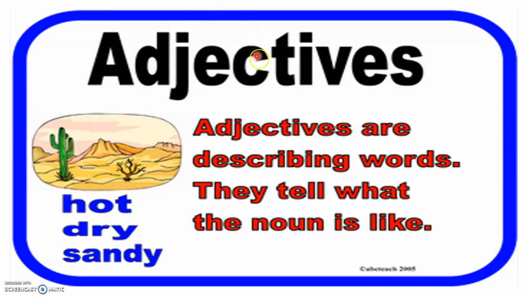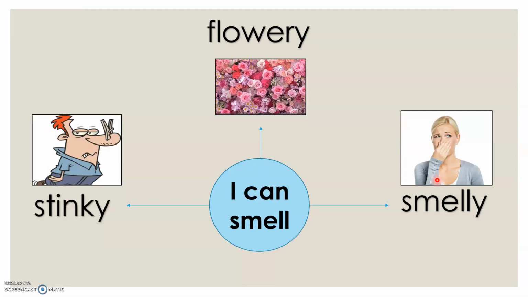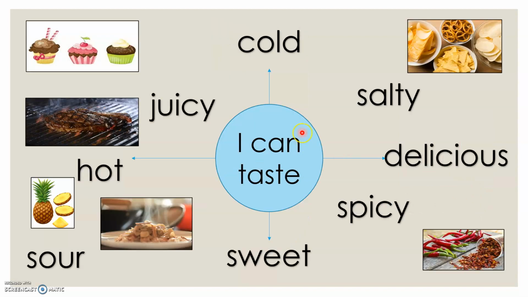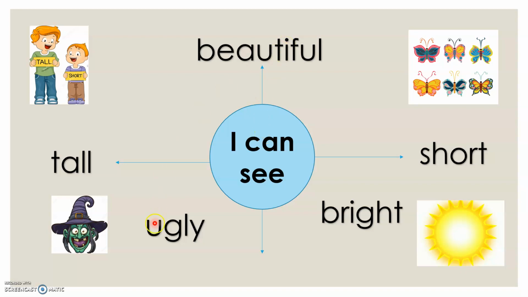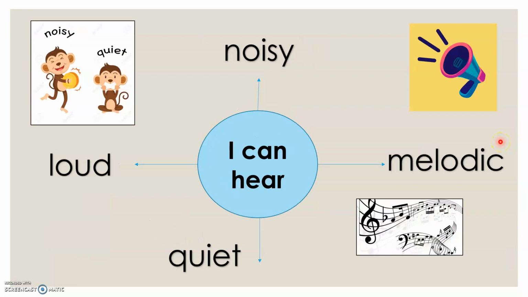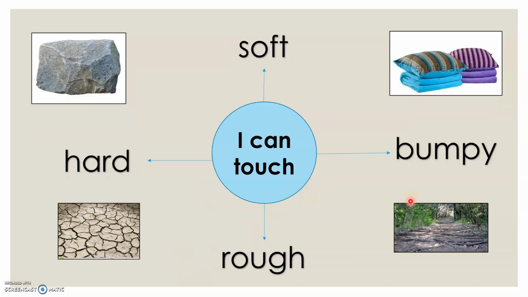So what is an adjective? Adjectives are describing words. They tell what the noun is like. Now, usually we can describe different things which are related to our five senses, right? We can smell things: flowery, stinky, smelly, beautiful. We can taste things: cold, hot, juicy, salty, delicious, spicy, sweet, sour. We can see things: beautiful, ugly, tall, bright, short. We can hear noisy, loud, quiet, melodic sounds, and we can touch things: soft, hard, rough, and so on.